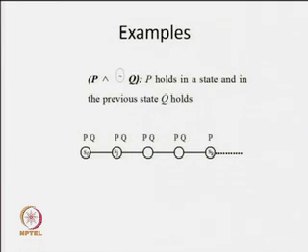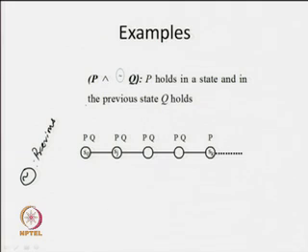Now, this is another formula that I am talking about. We are going to have this circle and inside that I am having the tilde, that means this is the previous operator. Previous operator means this is an example of our past temporal logic. In that particular case you say P and previous Q. So, you have to see whether P is true and in the previous state Q is true.